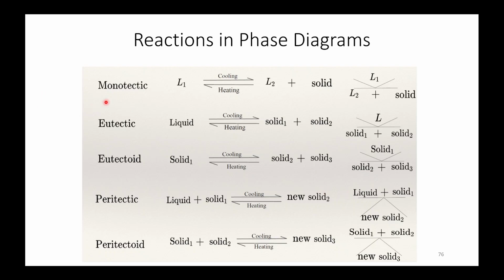Some other reactions include the monotectic reaction, where liquid 1 converts into a different liquid composition plus solid. Another is the peritectic. In this case liquid plus solid 1 converts into a different solid 2.